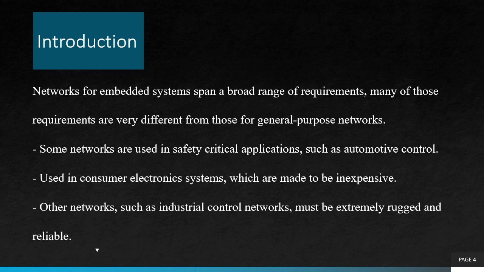Requirements for embedded systems differ quite from those of general purpose networks. Some networks are used in safety critical applications such as automotive control, while others are used in consumer electronic systems, which are made to be inexpensive. Other networks, which are used in industrial control, are to be extremely rugged and reliable.